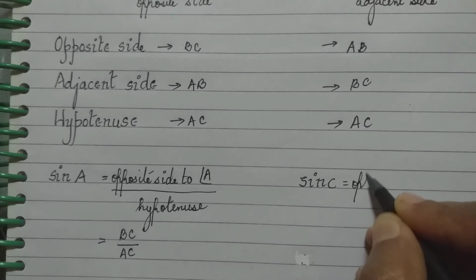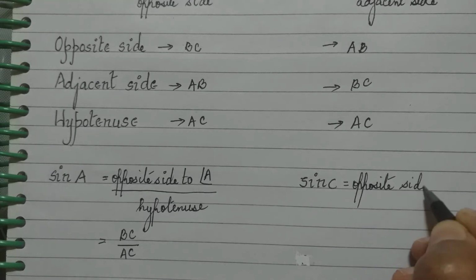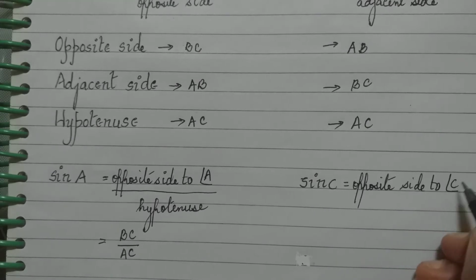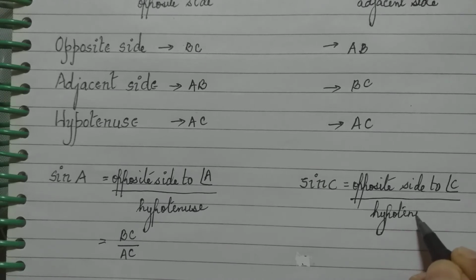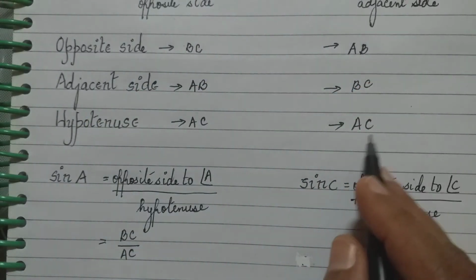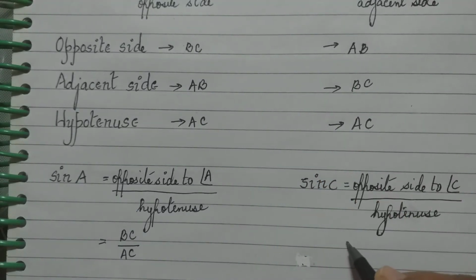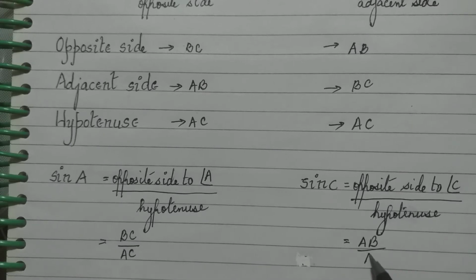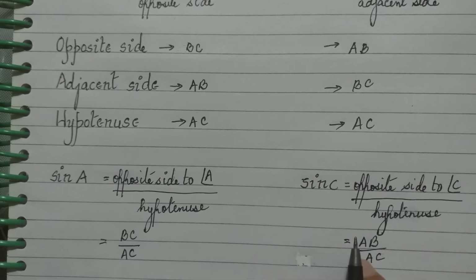So I write here opposite side to angle C upon the hypotenuse. Now here the opposite side is AB and here the hypotenuse is AC. So this becomes AB upon AC. So I write here AB upon AC. So the sine trigonometric ratio is followed.